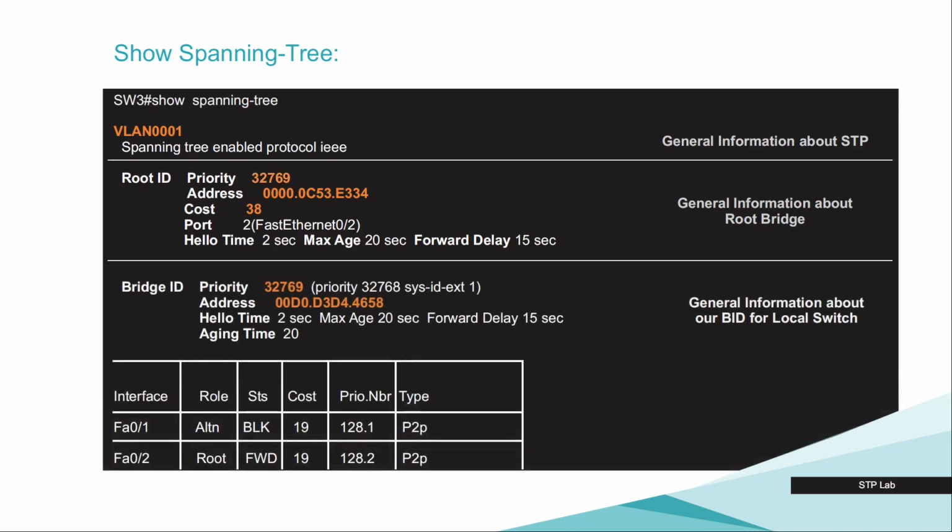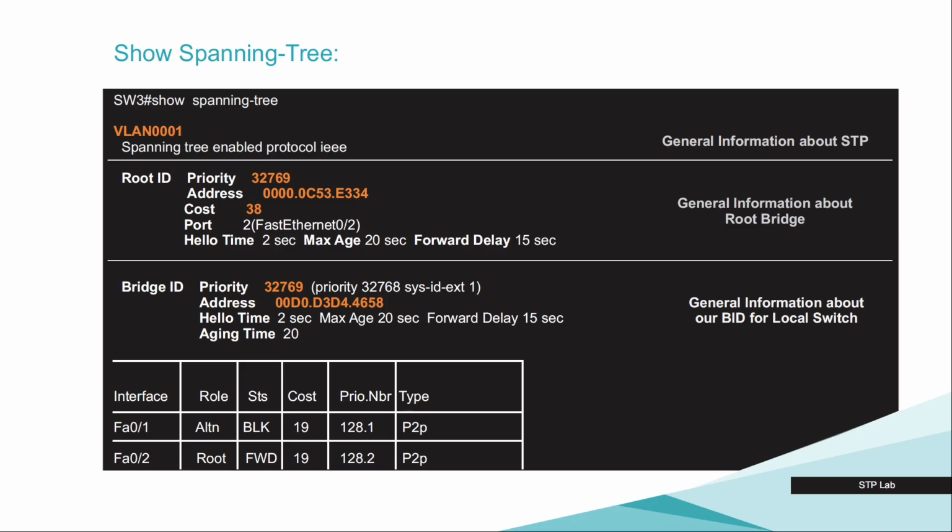Next, we have general information about the bridge ID for the local switch. Our local switch is switch 3. So we have the bridge priority for switch 3, and as you can see, the system ID extension is 1. We have the MAC address, the hello, max age, and forward delay time, and the aging time.